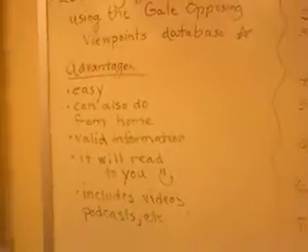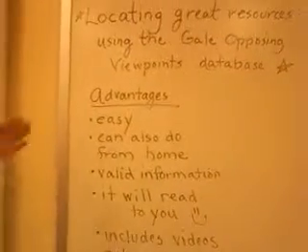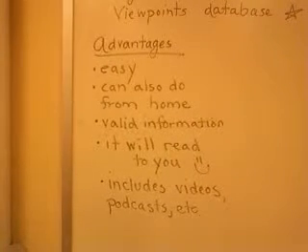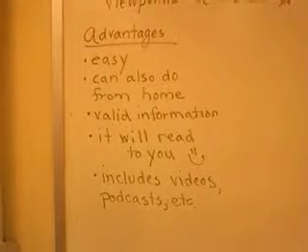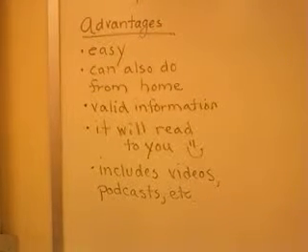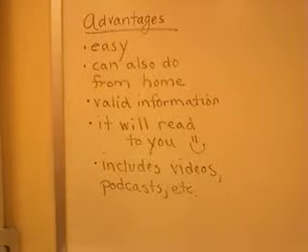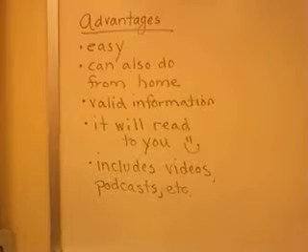So when you do your project for school this summer, English 10, you can use the GAL Opposing Viewpoints database. The advantages: it's easy. You can also do it from home, which is great. It's valid information because it's a database. Everything's been checked out and verified. It'll actually read it to you if you don't feel like reading at the time. And the site I'm taking you to includes videos, podcasts, etc.